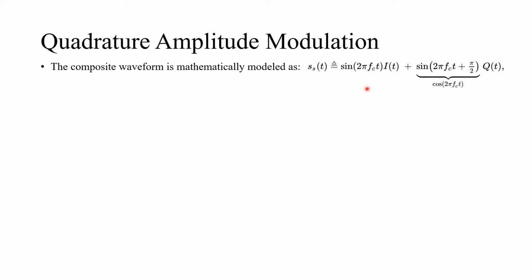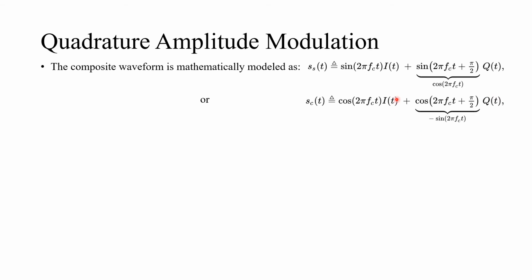But as we discussed, conventionally we will consider the cosine signal as the in-phase component. So this will be the commonly used equation. This will be the equation that we will use. Here this I of t is the message signal in the top path, and the Q of t is the message signal in the bottom path.